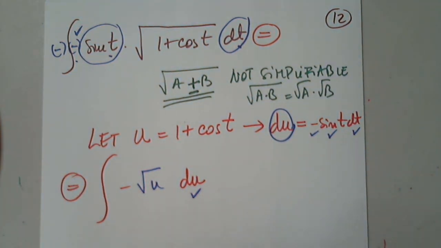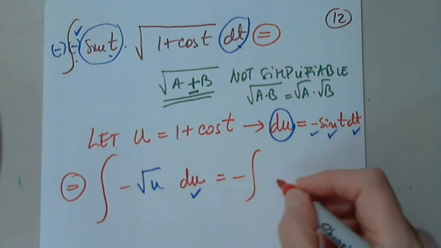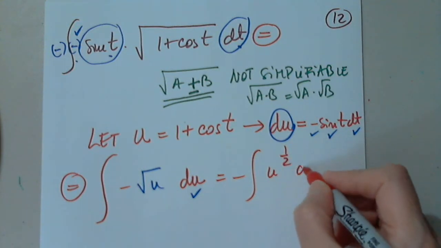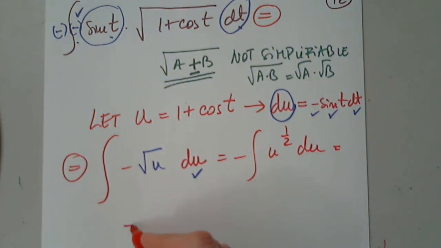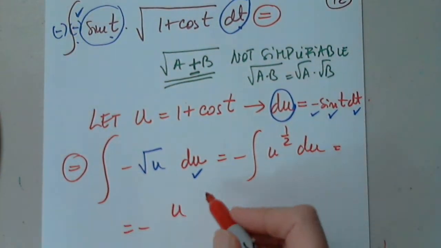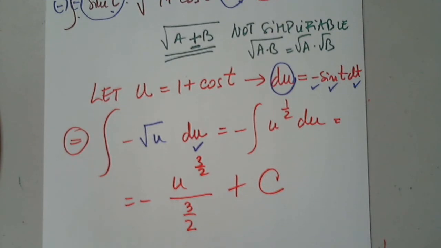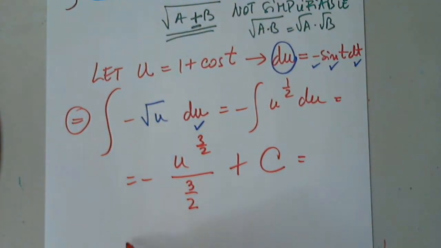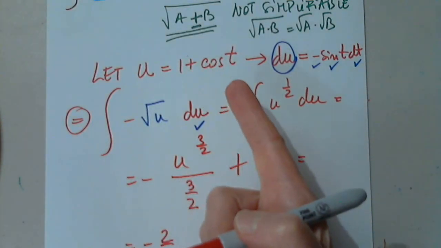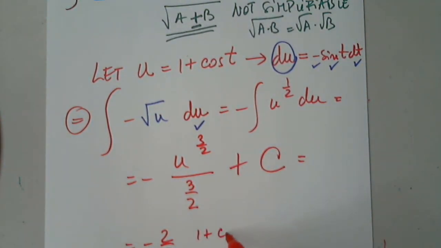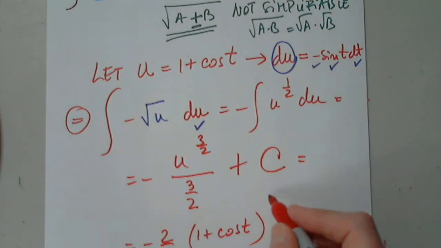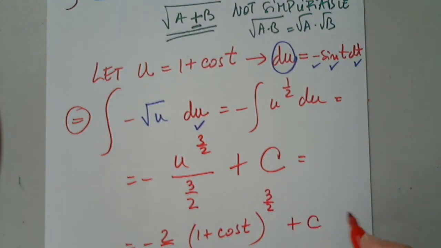Now, how do I address this? Very easily. I have u to 1/2 du, which is negative u to 1/2 plus 1 over 1/2 plus 1, plus a constant c. Of course, I will flip and write negative 2/3. U has to give back 1 plus cosine t to 3/2 plus a constant c.